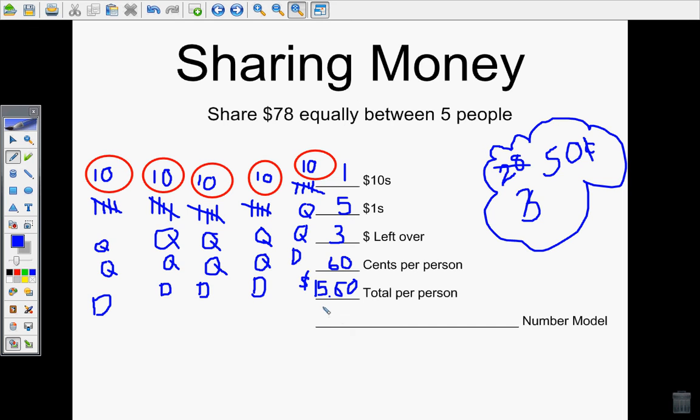We started with $78. Notice I have that dollar sign so I can remember that this was my dollar amount. I divided it in between 5 people, and I ended up with $15.60. If you don't currently have a whiteboard, would you go ahead and pause the movie, make sure you can go grab one. I want you to do the next one along with me on your whiteboard.